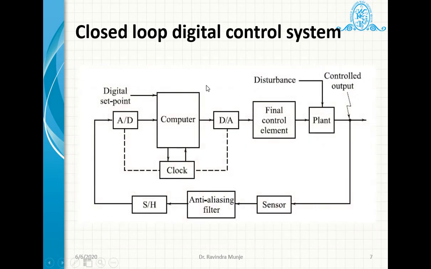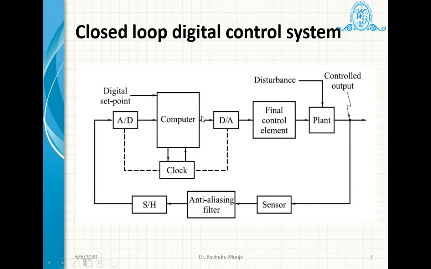Now let us talk about the closed loop digital control system. In fact, we should call it a discrete time control system, because we have a sampler here and also digital to analog and analog to digital converters, right? So here we have a plant system or the process. This is our controlled output. It is given to a sensor, and the sensor output is given to an anti-aliasing filter. This is given to the sample and hold circuit. Then it is given to the analog to digital converter.